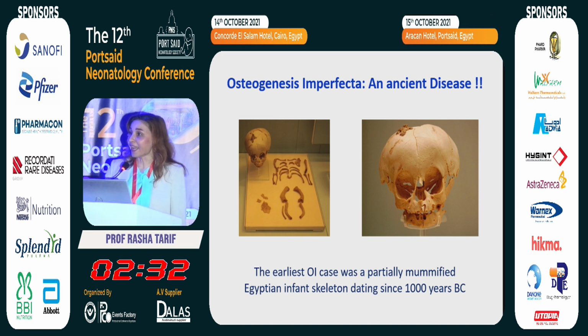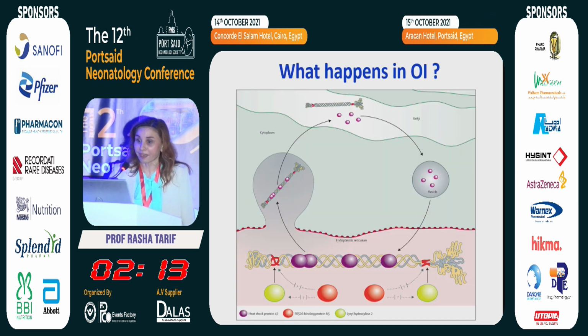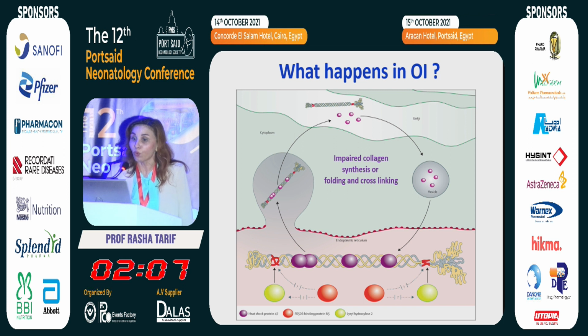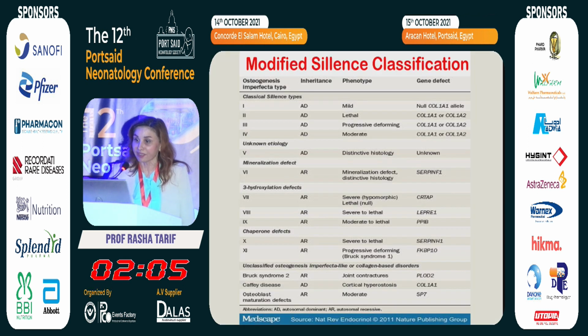Osteogenesis imperfecta is an ancient disease. It's not new. The earliest OI case was a partially mummified Egyptian infant skeleton dating from 1,000 years BC, and by the way, it's found in the Cairo Museum. So this is an ancient disease since the time of the pharaohs. What simply happens in OI is impaired collagen synthesis, or folding and cross-linking.